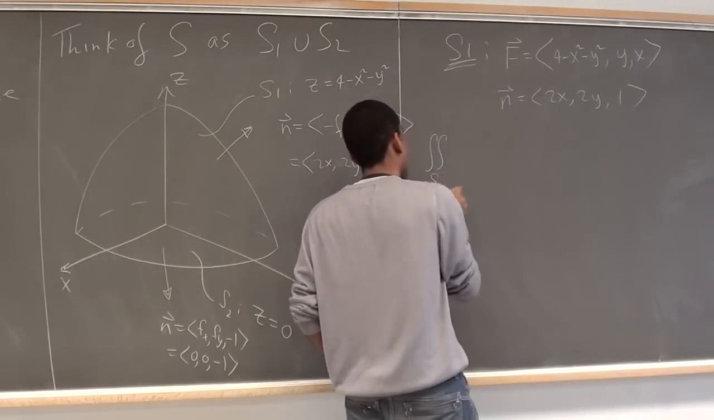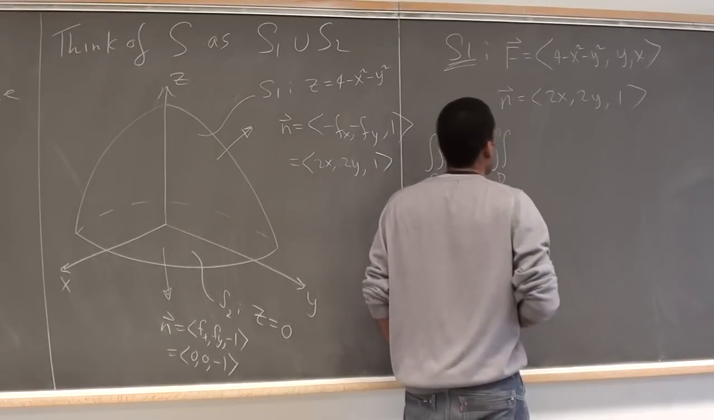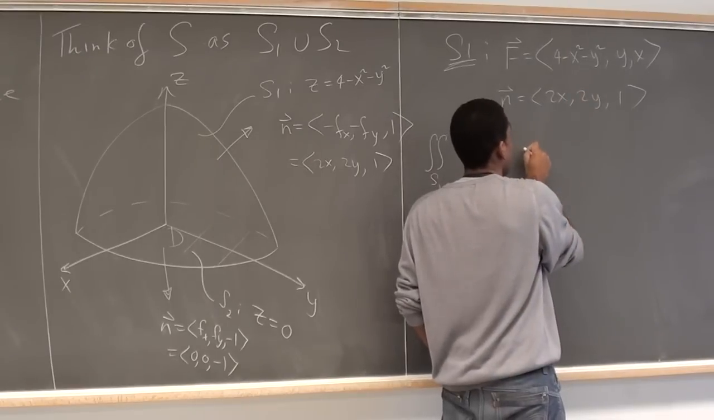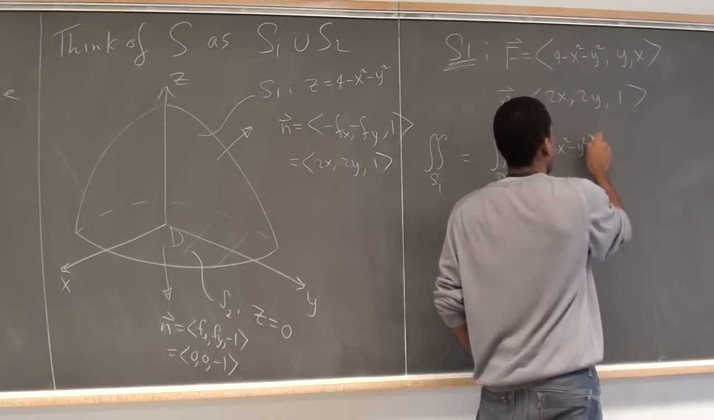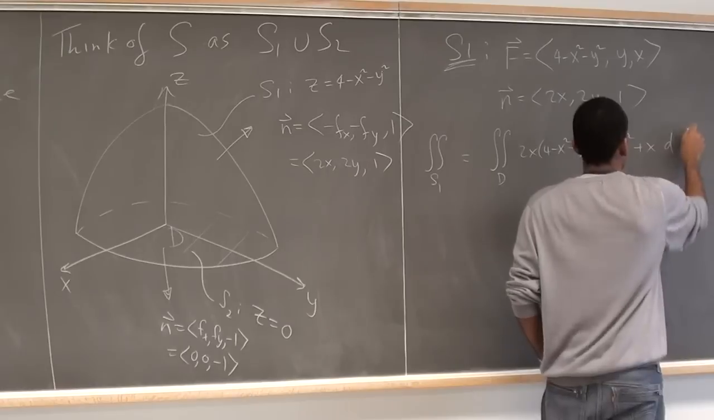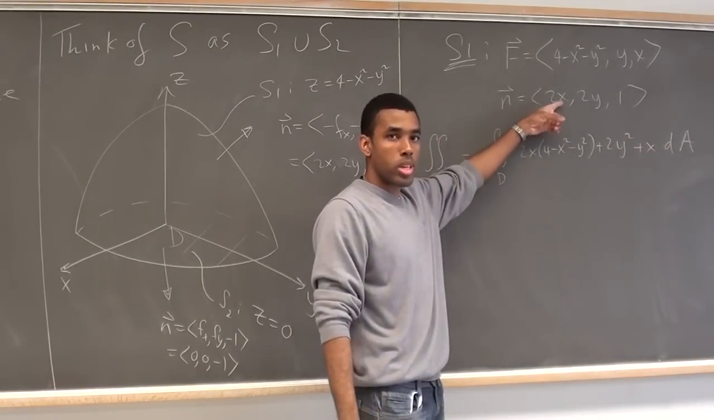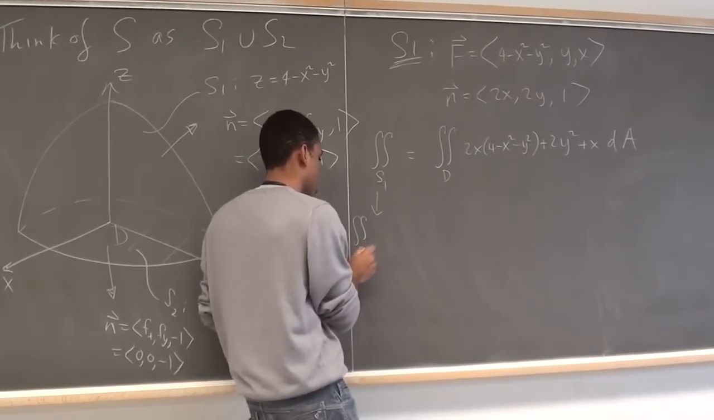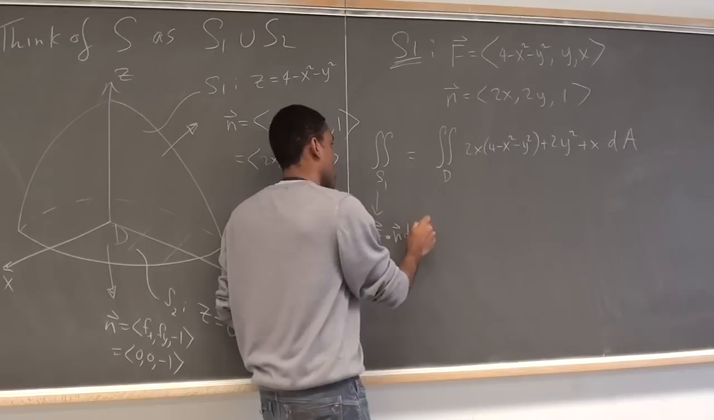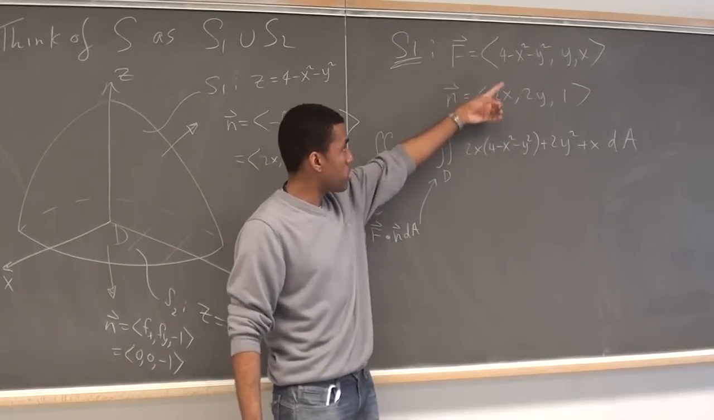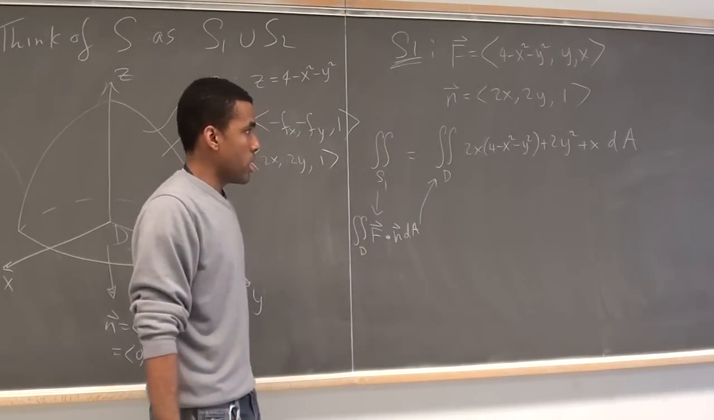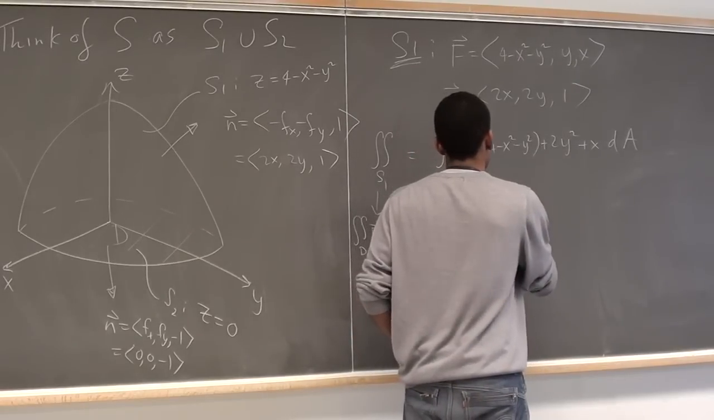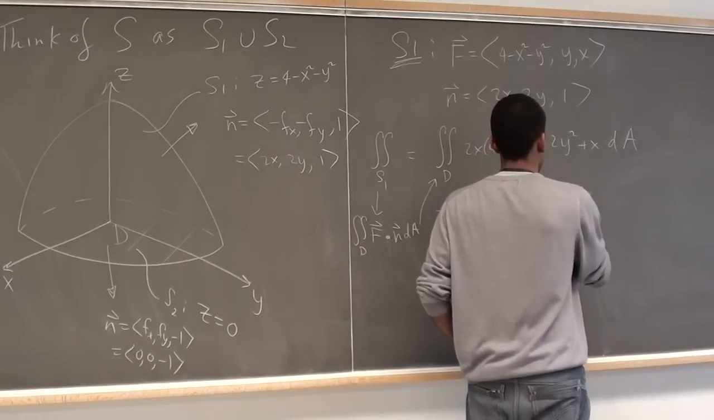So here, your double integral over S1 is going to be equal to the double integral over D, the projection, of the dot product of these: F dot n dA. I'm just using the formula. So it's 2x times 4 minus x squared minus y squared, squared. You multiply the corresponding components and add them together. Then maybe simplify a little bit. This is 8x minus 2x cubed minus 2x squared.